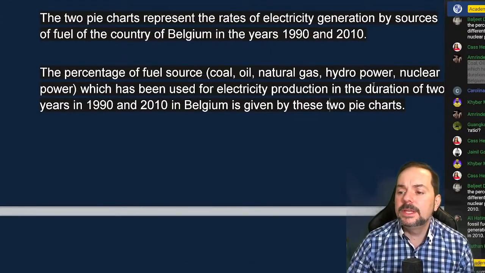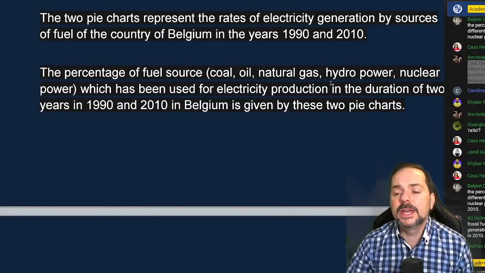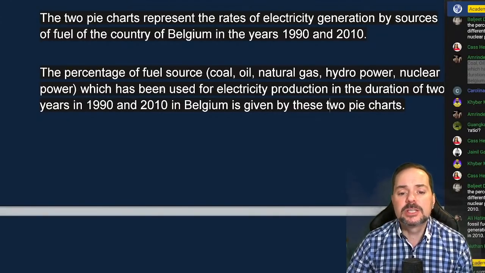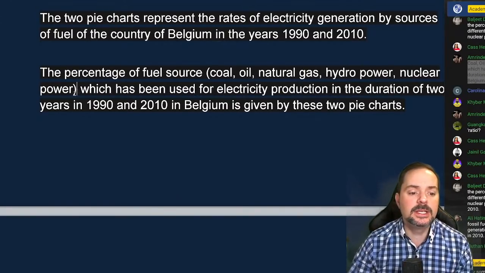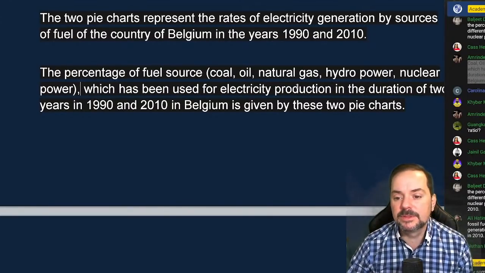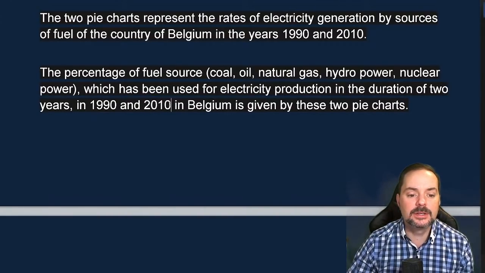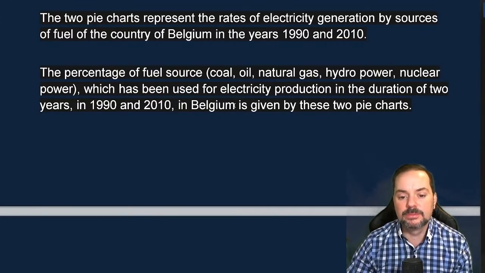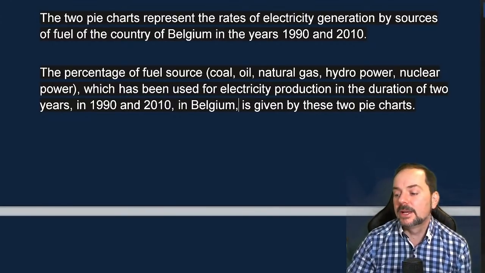All right. So in this way, it's okay, Amrinder. Let's read this again. So the percentage of fuel source, coal, oil, natural gas, hydropower, nuclear power, which has been used for electricity production in the duration of 2 years in 1990 and 2010 in Belgium, is given by these 2 pie charts. Now you need lots of commas here for this to be accurate. Okay. So which has been used for electricity production in the duration of 2 years, comma, in 1990 and 2010, comma, in Belgium, comma, is given by these 2 pie charts. Okay, that would be the correct way to do this.